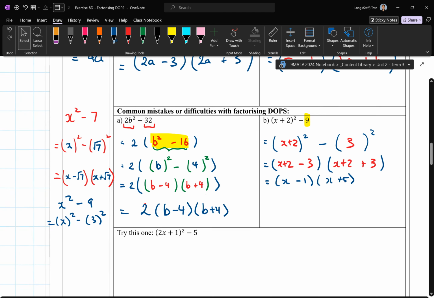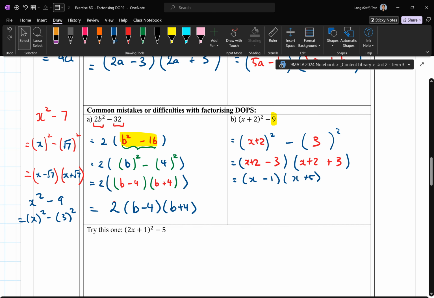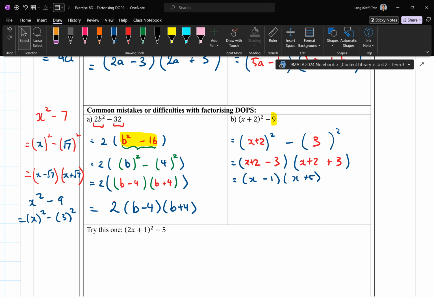Okay? So again, keep in mind, if you can't square root it, leave it as root 7. It'll be the same for the next one if you wanted to have a go. That 5, you can leave it as root 5. There's nothing wrong. Okay? I'm going to stop there. That is all for today's lesson.